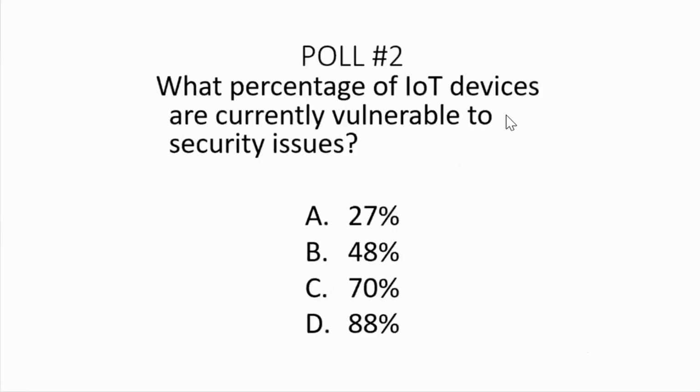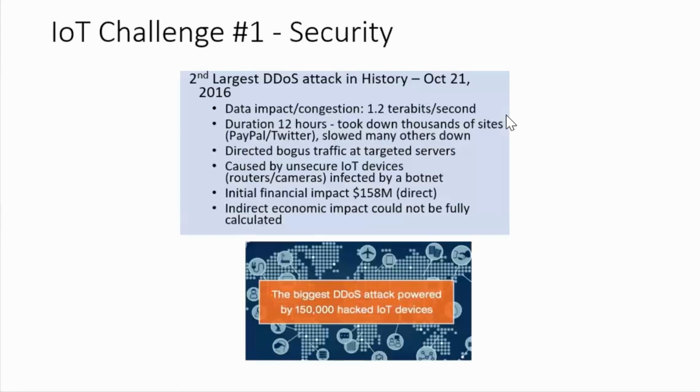All right, time for another poll. So what percentage of IoT devices are currently vulnerable to security issues? Who thinks it's A, 27%? No takers. What about B, 48%? Couple of you, okay. C, 70%, half the room, and D, 88%, probably the other half. Okay. It used to be 88%. We're getting better. It's 70.